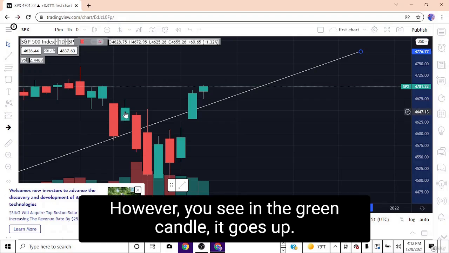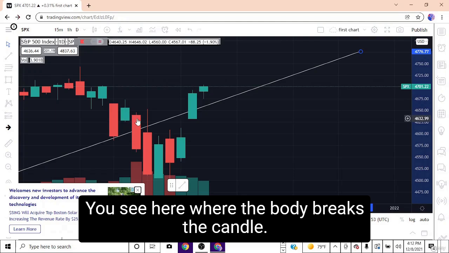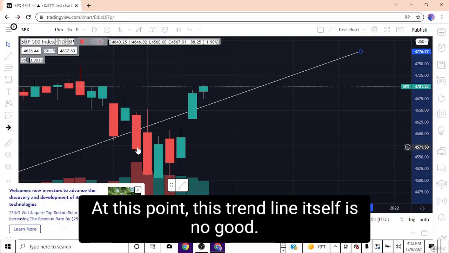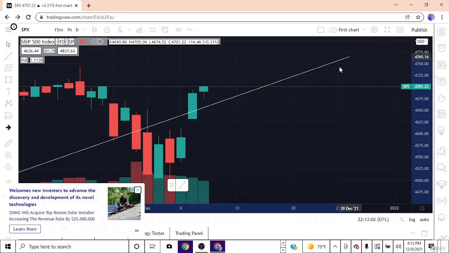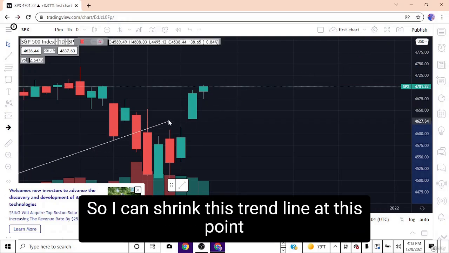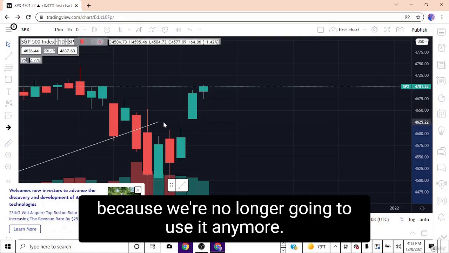However, you see in the green candle, it goes up. You see here where the body breaks the candle. At this point, this trend line itself is no good. The rule has been broken. It's not even any good. So I can shrink this trend line at this point because we're no longer going to use it anymore.